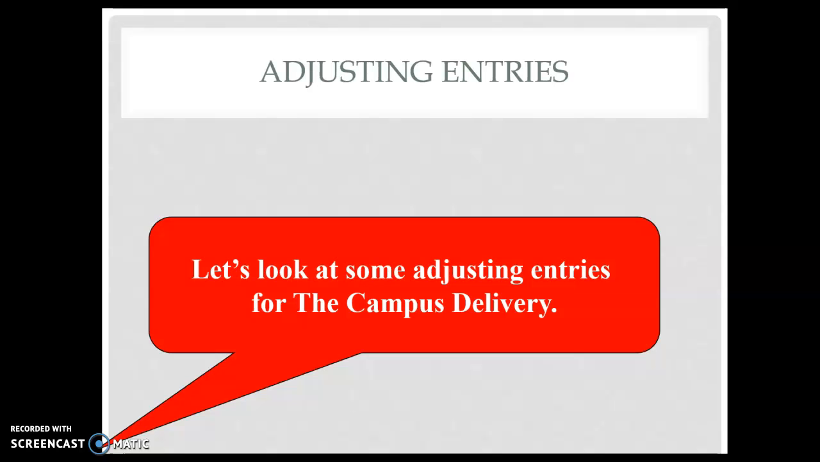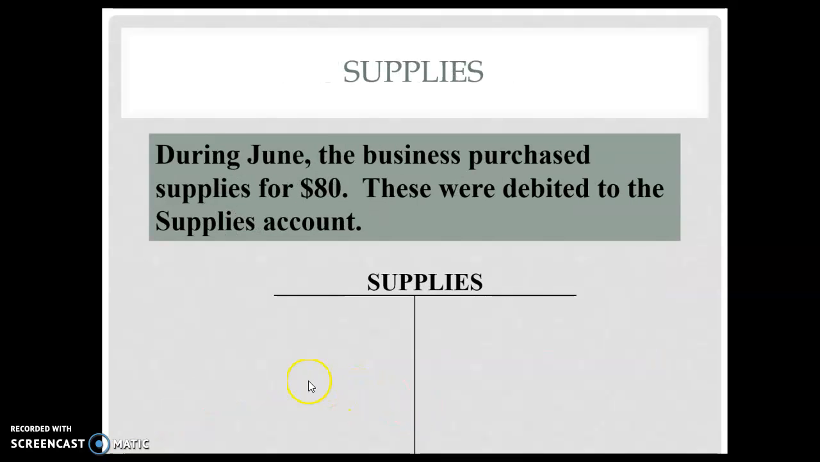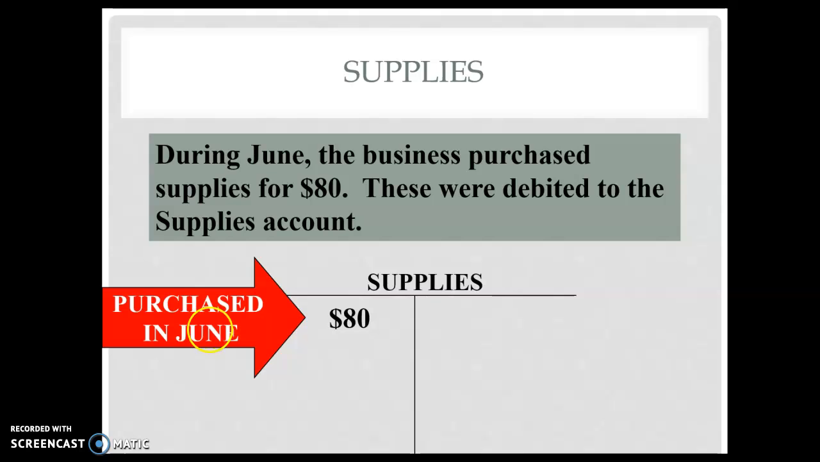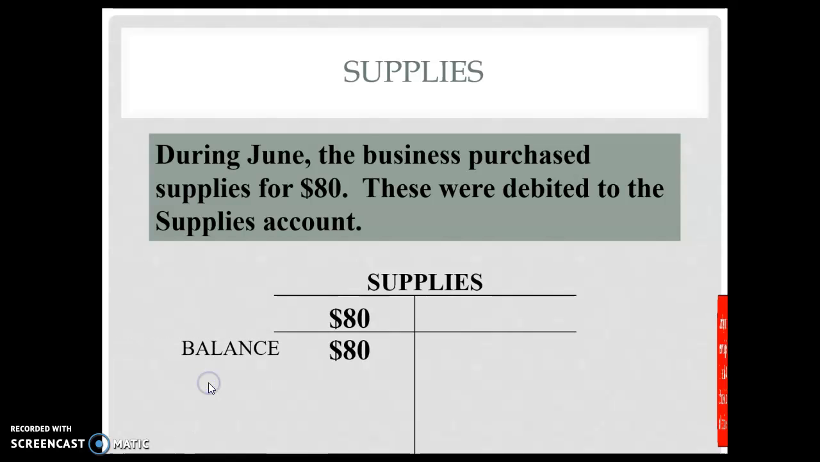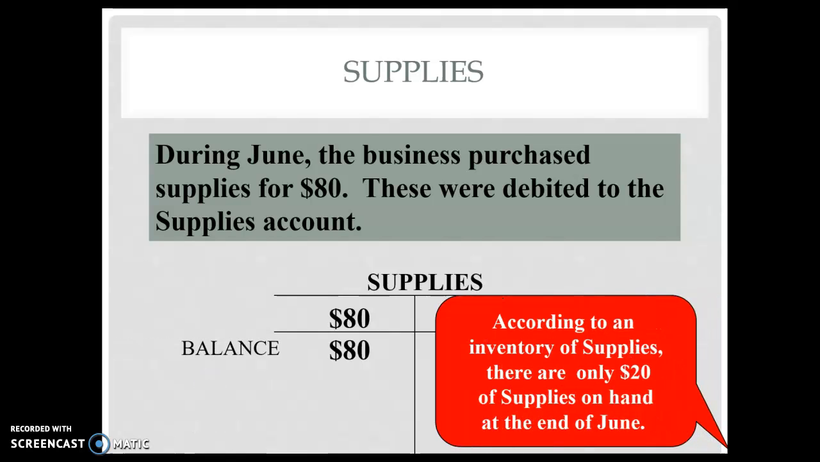Okay, so here we're going to take a look at Amanda's Campus Delivery. During June, the business purchased supplies for $80. These were debited to the supplies account back in early June. So now, at the end of the month, the balance in the trial balance is still $80. It's saying this is an asset, supplies, and that we own supplies of $80.